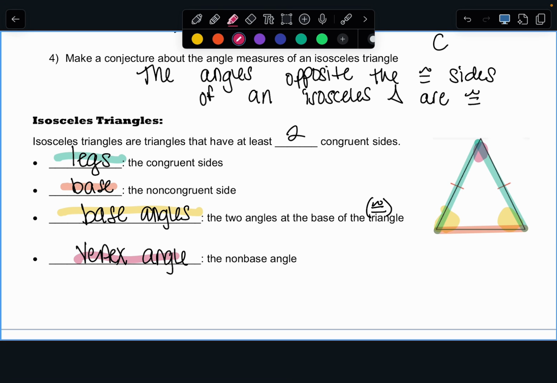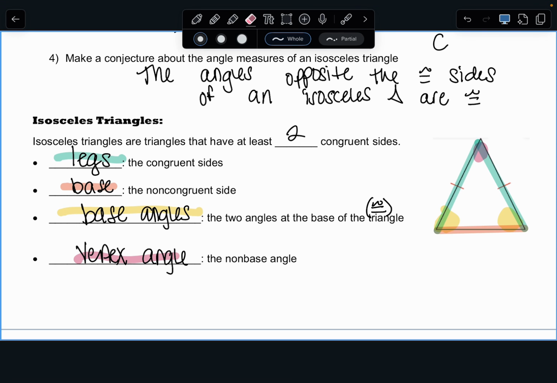Where's that last one, sir? Vertex angle. Vertex angle. Well, my handwriting, the vertex part is struggling, I agree. Yeah. Yeah, go ahead, bud. Yeah. Okay. Yeah, you're fine. Charlie, stop shaking that.